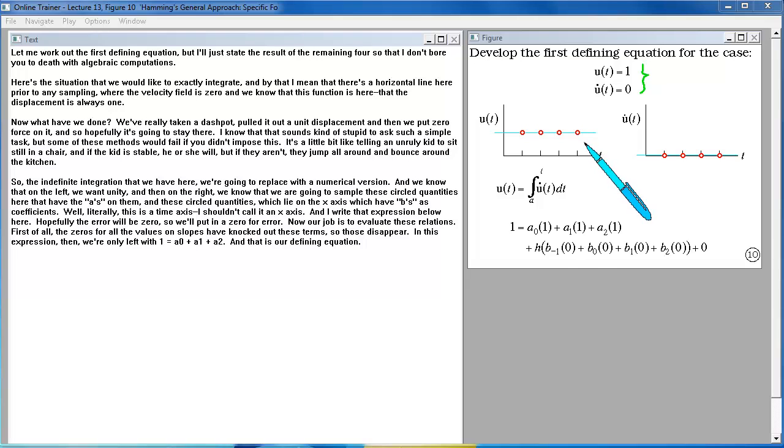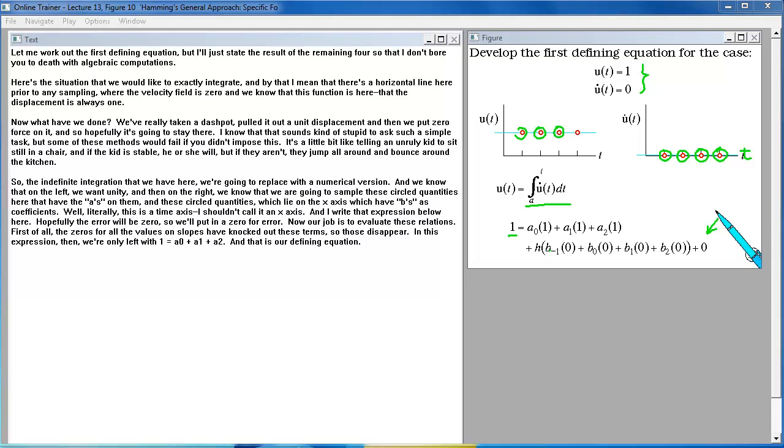So the indefinite integration that we have here, we're going to replace with a numerical version. And we know that on the left we want unity, and then on the right we know that we're going to sample these circled quantities here that have the A's on them, and these circled quantities which lie on the x-axis which have B's as coefficients. Well, literally this is a time axis, I shouldn't call it an x-axis. And I write that expression below here. Hopefully the error will be 0, so we'll put a 0 in for error.